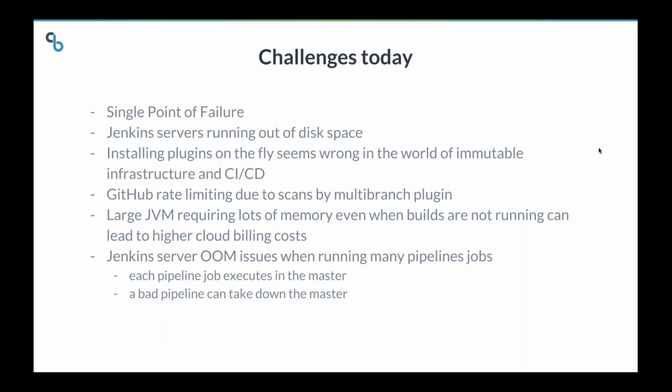And the Jenkins server itself is quite a large JVM. It's usually 2 to 4 gigabytes of RAM. Now, if you're only running one of these, it might not be too much of a big deal. Lots of our customers have 100, 1,000 teams. 100 or 1,000 of these JVMs running all the time can be quite a costly cloud bill.